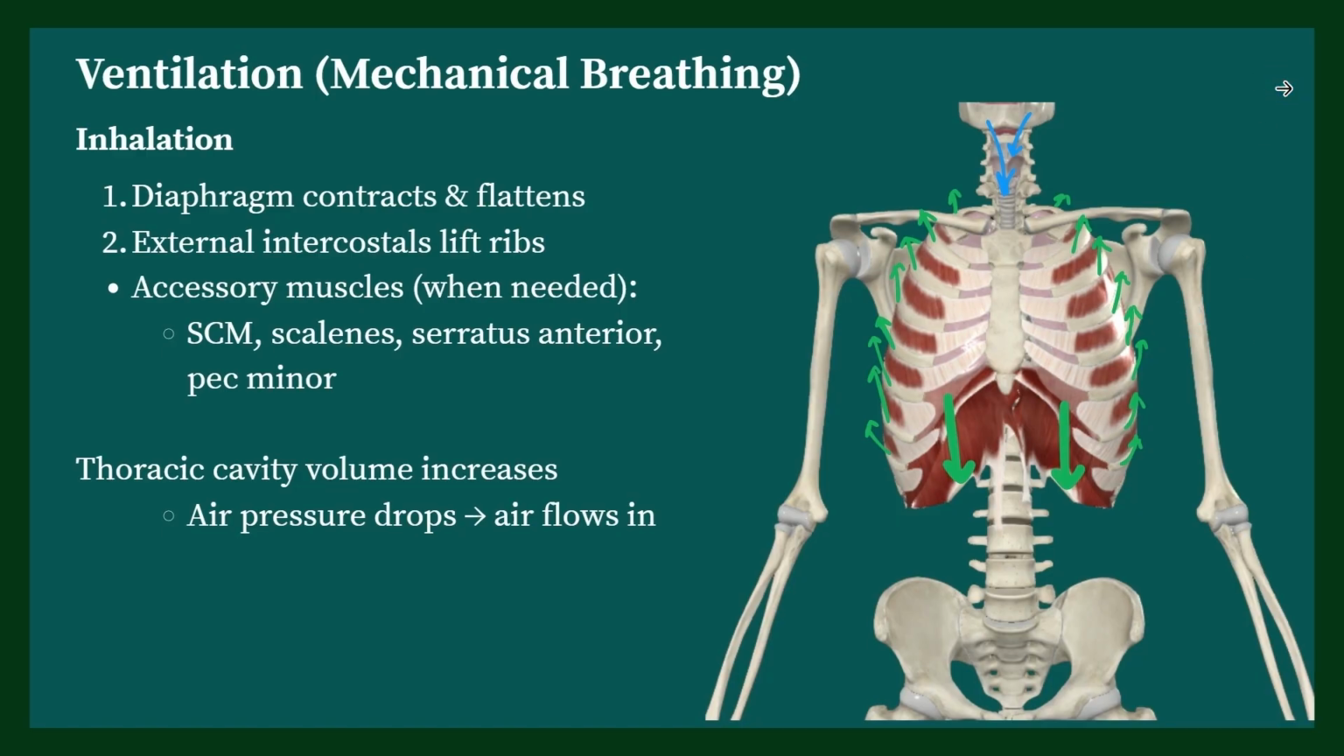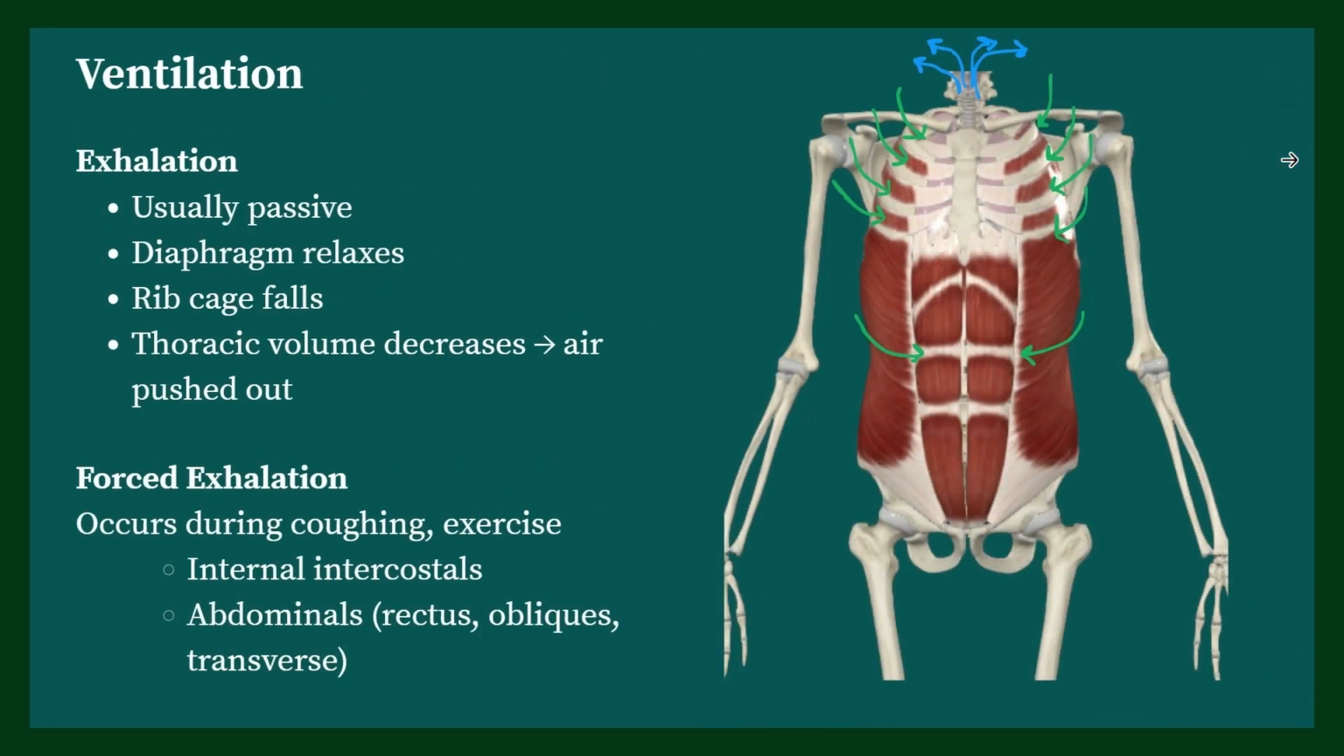And then exhalation is typically passive. It's really just a matter of the inhalation muscles relaxing. So the diaphragm relaxes, the rib cage falls, and thoracic volume decreases, which pushes the air out. The volume of the thoracic cage gets smaller, which increases the pressure inside the lungs, and it pushes the air out.